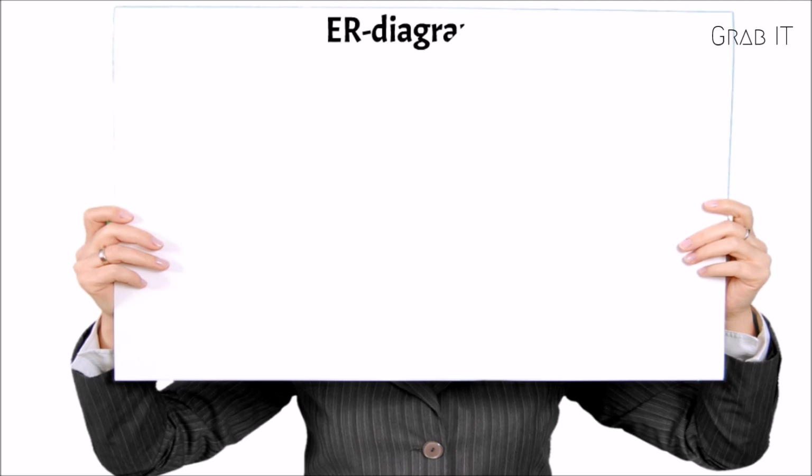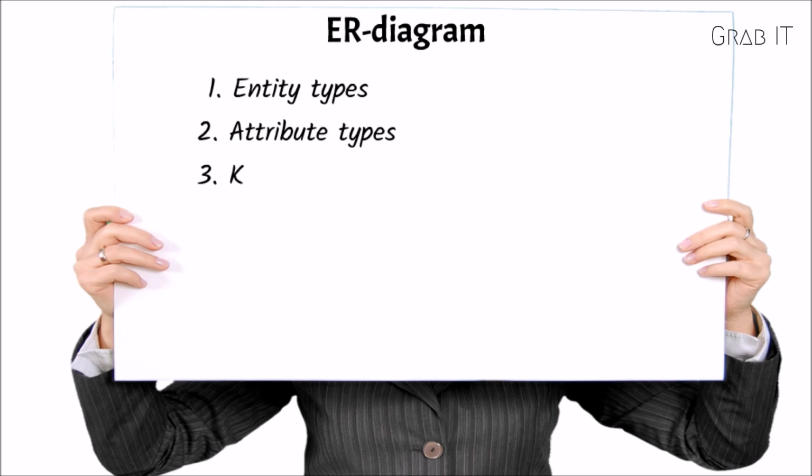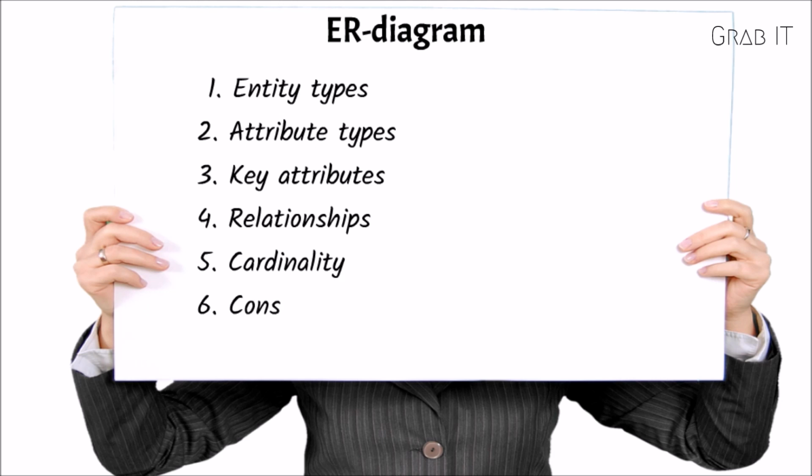ER is short for Entity Relationship Model. It is an example of a high-level conceptual data model. The ER model gives a graphical view of entities and their relationships in a DBMS. In this tutorial, we are going to discuss entity types, attribute types, key attributes, relationships, cardinality, and constraints. We'll discuss constraints and alternate notation in the next tutorial.